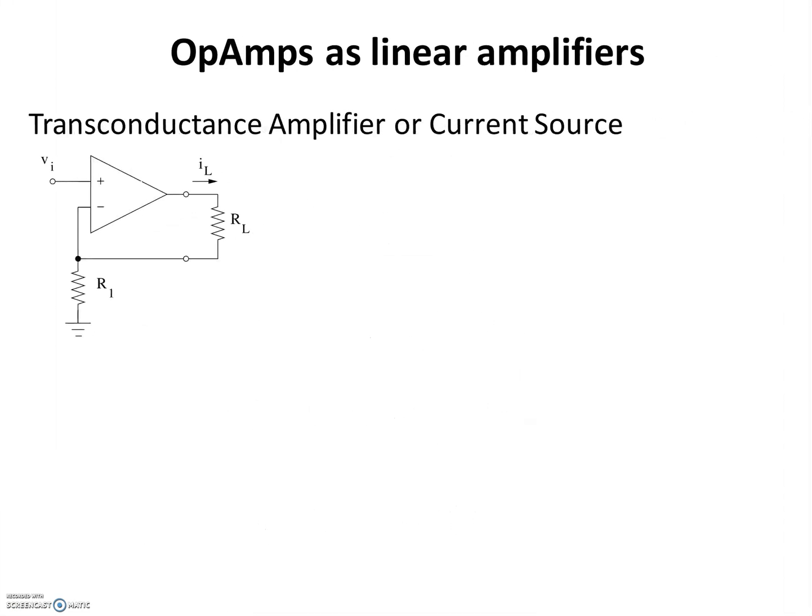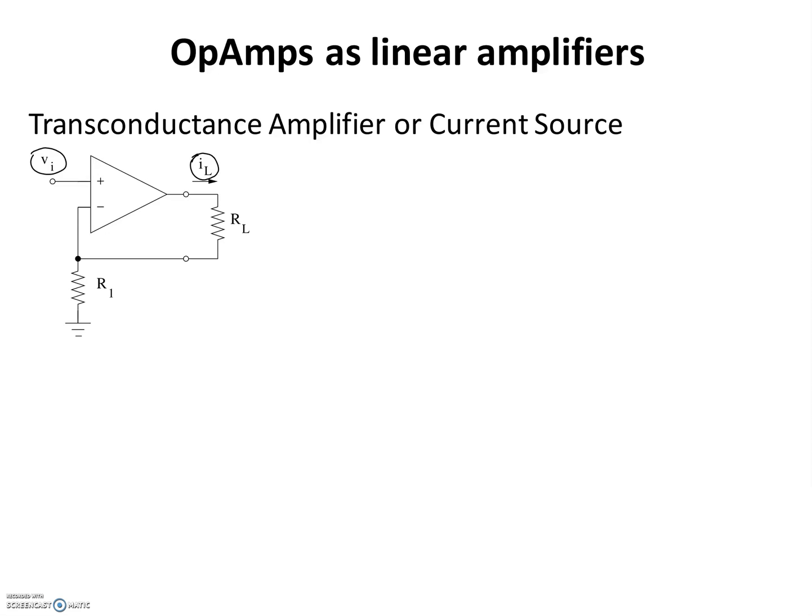So let's look at the second application of op-amps as a transconductance amplifier. In this amplifier, the output is current, the current that flows through the load, this IL, and my input is VI, the voltage that's applied to the positive terminal of the op-amp. I would like to show that the value of the output current is independent of the value of load resistance. So it acts like a current source, and I can change the value of IL by changing the value of VI.